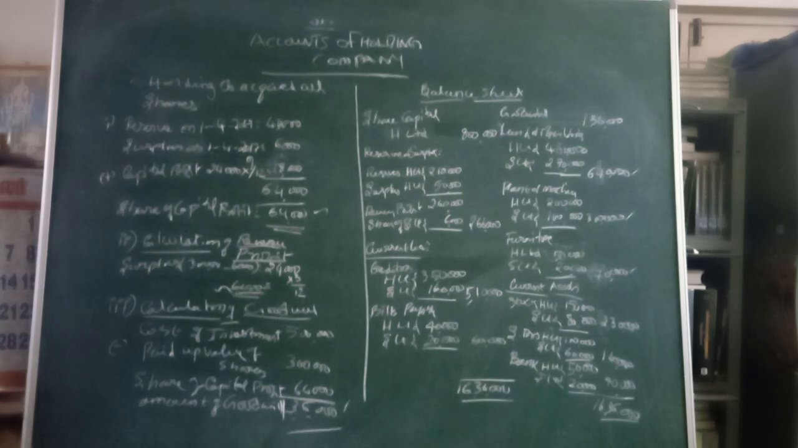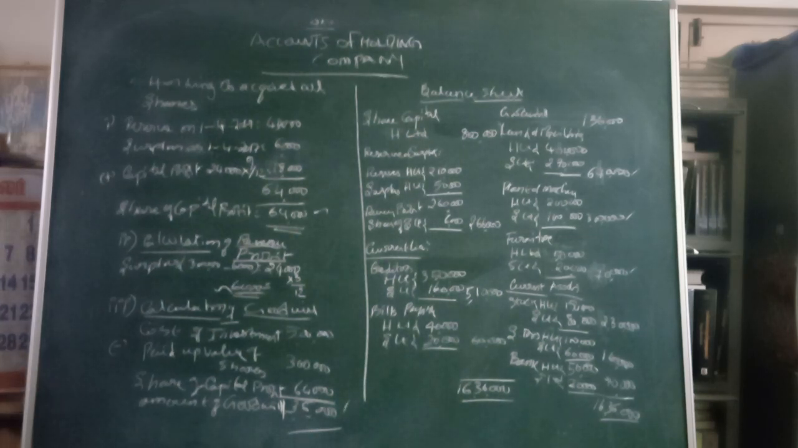Capital profit is prior to acquiring the subsidiary company. So 24,000 into 9. Why 9 months? Because 3 months is considered as the post-acquisition period, obviously 9 months is considered as the pre-acquisition period. So 24,000 into 9/12. Now the total amount of capital profit is 64,000. That we have to take.